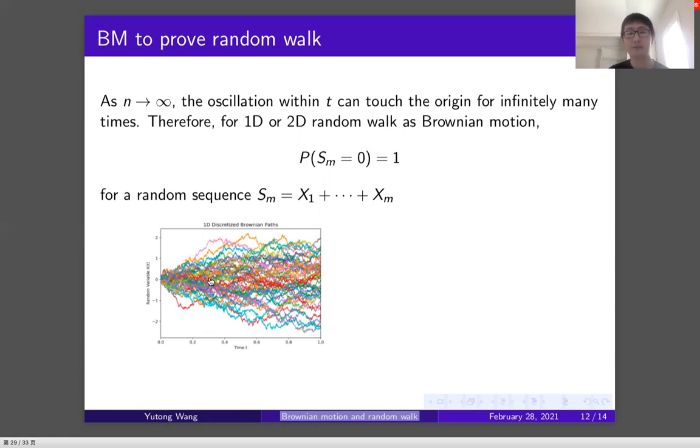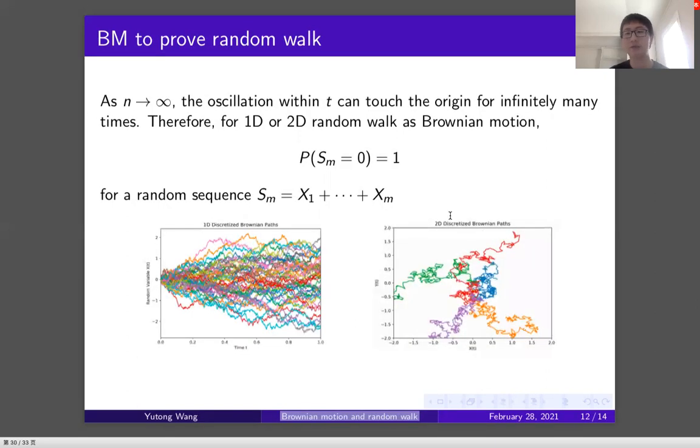Here is a picture of a discretized Brownian motion path. We just make n very large and combine various paths of the one dimension. And here is a two-dimensional one. The difference is this is a graph of x against t, and this is a graph of x against y. But you can see the path passes the original point many times. We do not just set n to infinity, but we use a larger n to make some estimations.